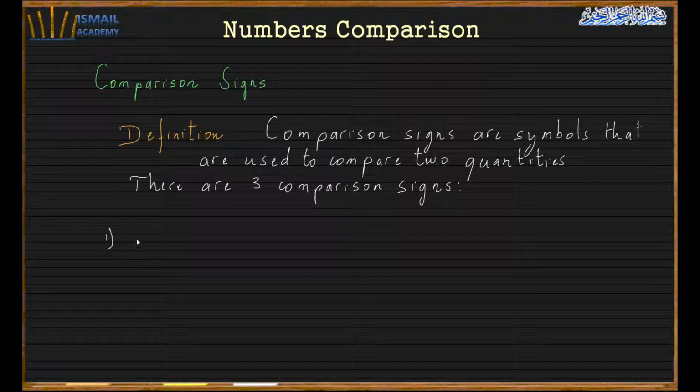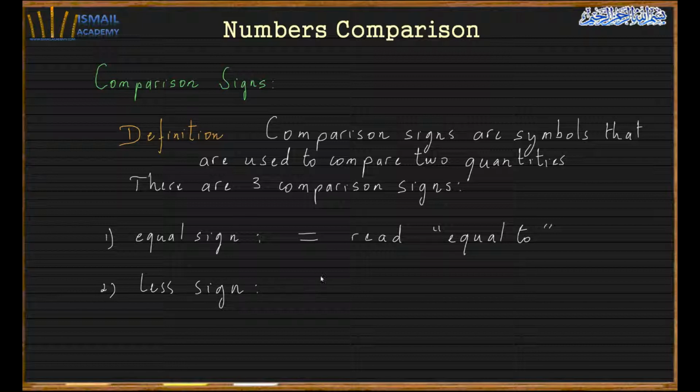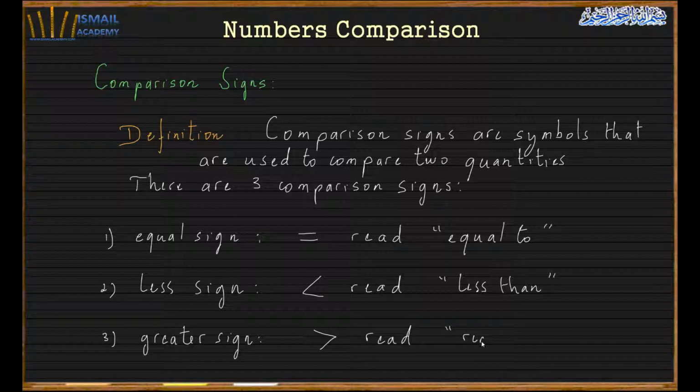The first one is called the equal sign. It looks like two little bars, one above the other, and it's read "equal to." The second one is called the less sign. It has an opening to the right, and it's read "less than." The third one is the greater sign. This one is opening to the left, and it's read "greater than."